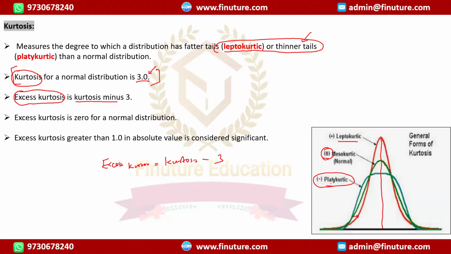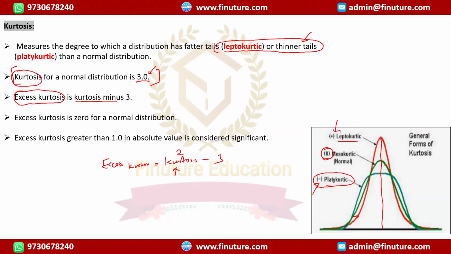I have to understand that the excess kurtosis for leptokurtic is greater than 3, right? And for platykurtic it is less than 3? It would be negative. See what happens if your distribution is platykurtic: it will have kurtosis of, say, 2. Because for normal it is 3, so excess kurtosis would be less than 0. That's why it says negative.